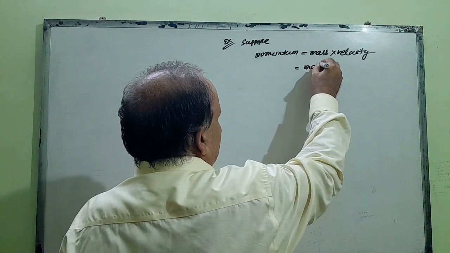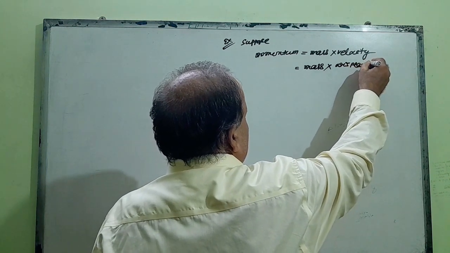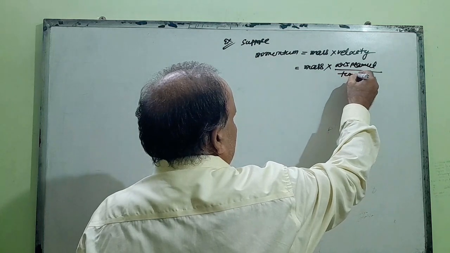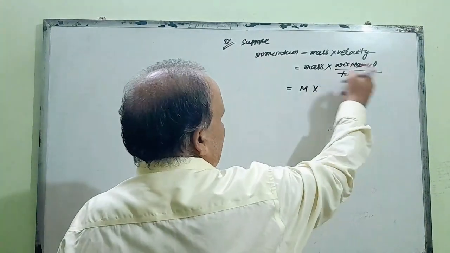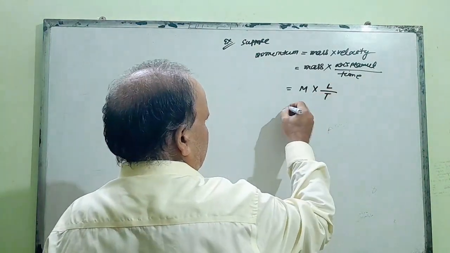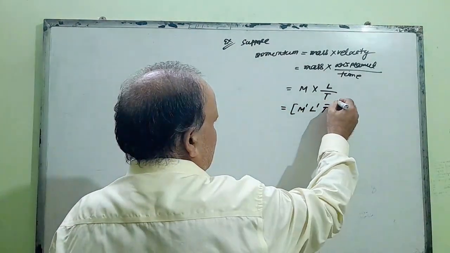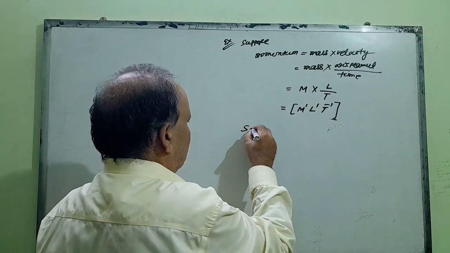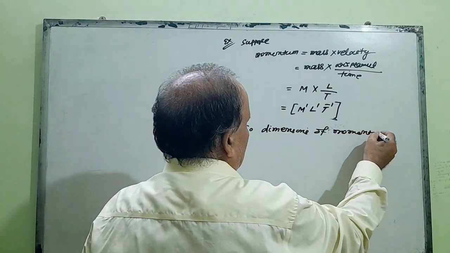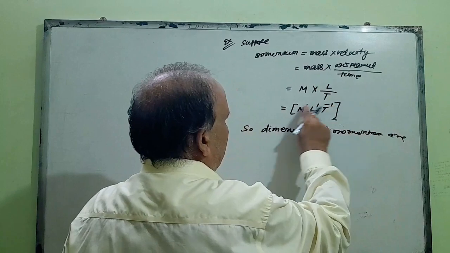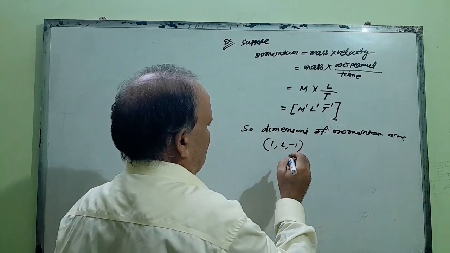That is equal to, we can write mass, this is your displacement by time. So we can write m into displacement, which is a length L, by t. That is equal to, we can write M^1 L^1 T^-1. So dimensions of momentum are only powers. You give parenthesis, that is 1, 1, -1.